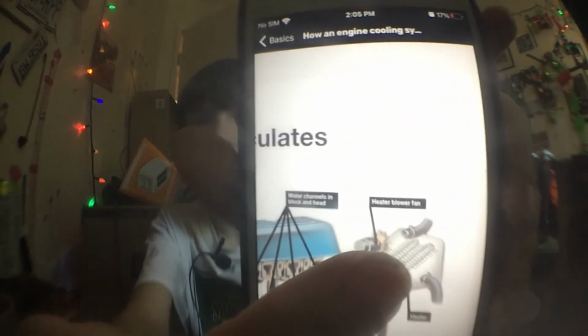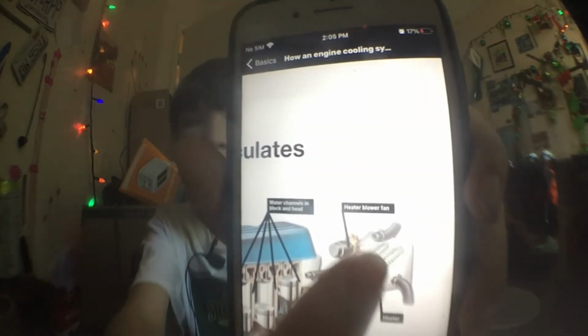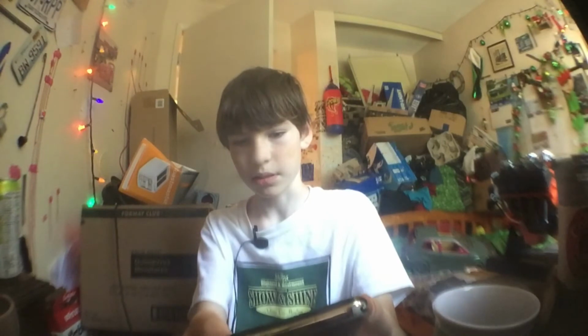Okay, so this is the heater blower fan. So right here. And then there's the heater. So that's what's inside that black box that was in the other thing that's attached to the vent. So the heater heats up the air, I guess.